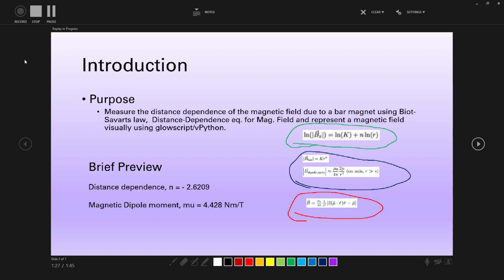Brief preview of some of the results. I found that the distance dependence value n was equal to negative 2.6209, and our magnetic dipole moment mu was equal to 4.428 Newton meters per Tesla.